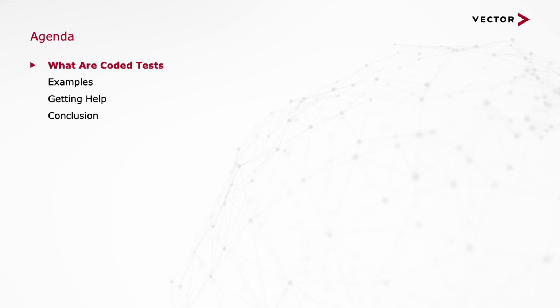Today I'm here to talk to you about coded tests in VectorCAST, which is a new opportunity of unit testing for the VectorCAST product line. For today's presentation, we're going to first start by talking about what coded tests are. Then we're going to go over some examples of their usage, and we'll also talk about where you can get help. Coded tests were introduced into VectorCAST C++ in 2024.